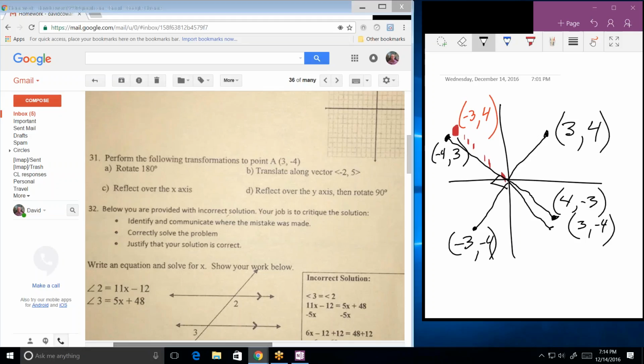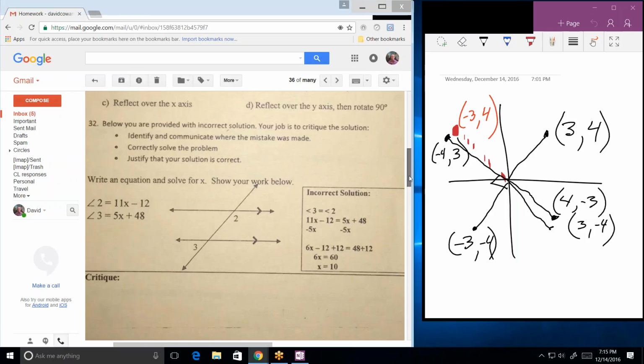32. All right, so 32 has a mistake in it, somewhere in those 3 points. Oh, no, I get it now. Hold on. Learn how to work with this. Correctly solve the problem, justify that your solution is correct. So first, the incorrect solution.